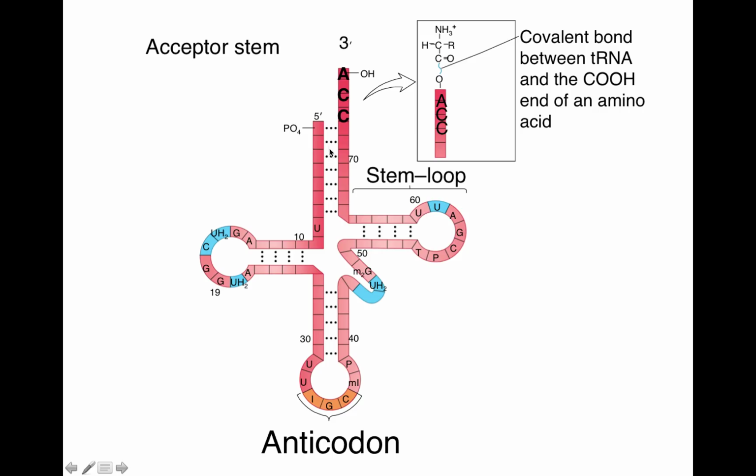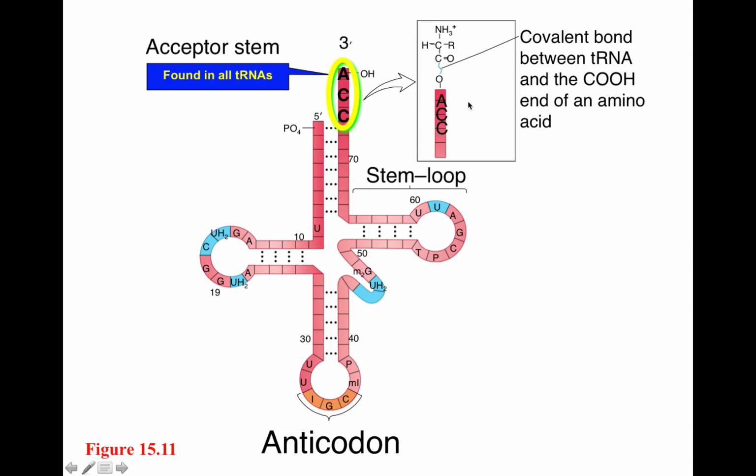tRNAs have a universal structure. They all have to be able to fit into the same slots in the ribosome. So they all have a very similar universal structure with some slight variations. All tRNAs at their 3' end have the sequence ACC. That is called the acceptor stem, and amino acids are covalently attached to the adenine at the very tip of the 3' end of the tRNA.